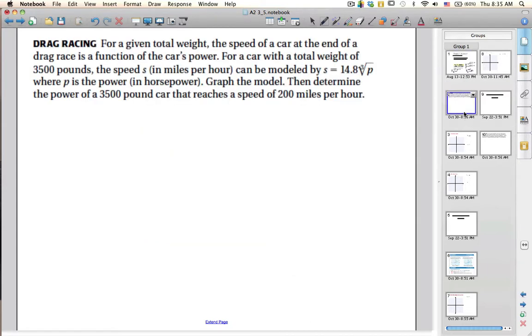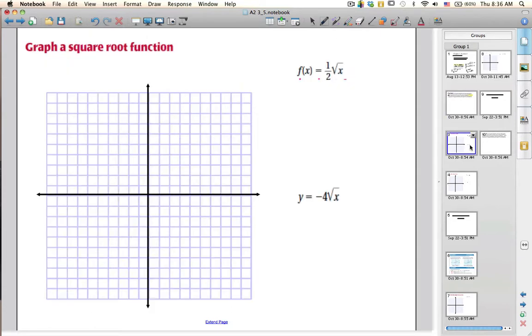A typical thing that you might look at is this element here for drag racing. We've got a formula for calculating speed based on power. S is speed, P is power in horsepower, so the power of an engine. And it's a cube root function, so we can use this formula to answer this question. But first we have to learn how to solve cube root functions, so let's go ahead and do that.